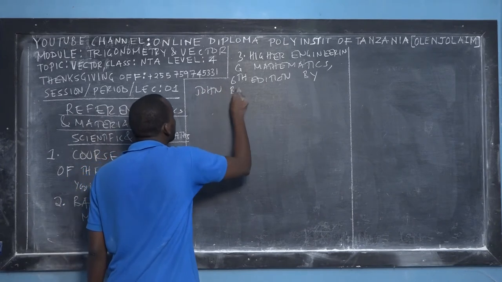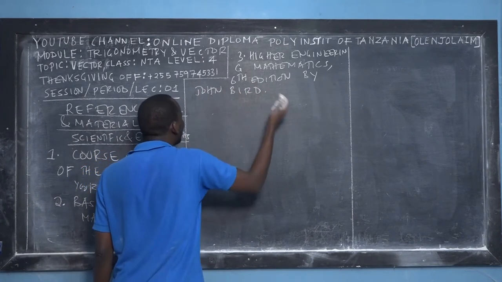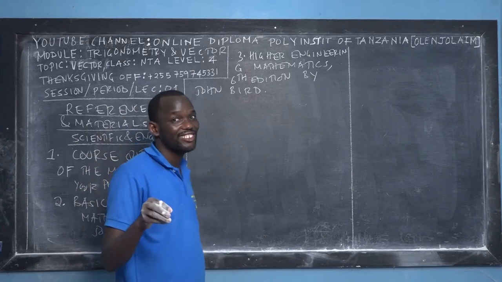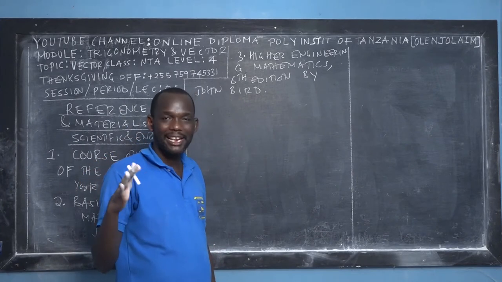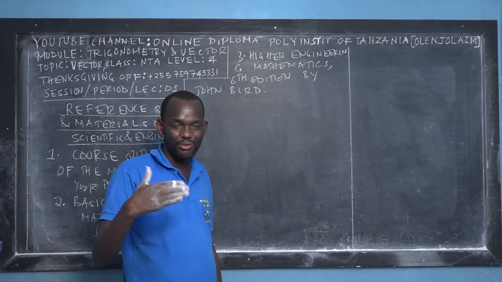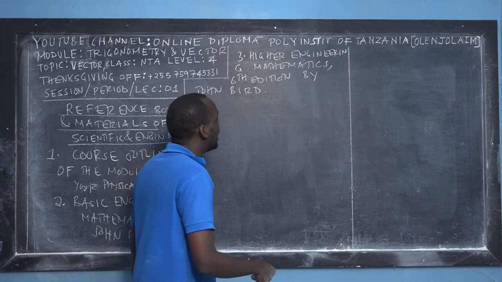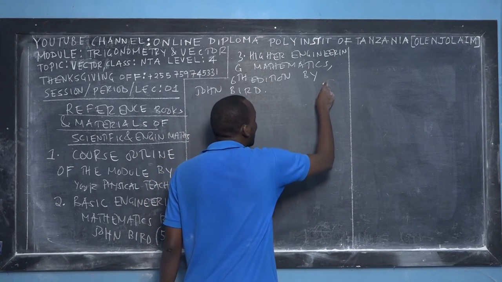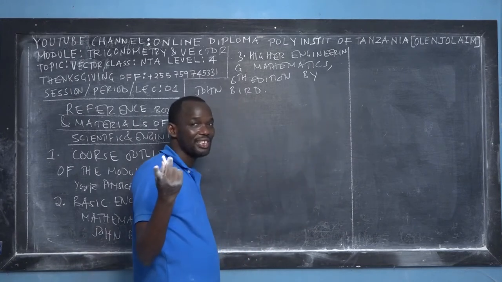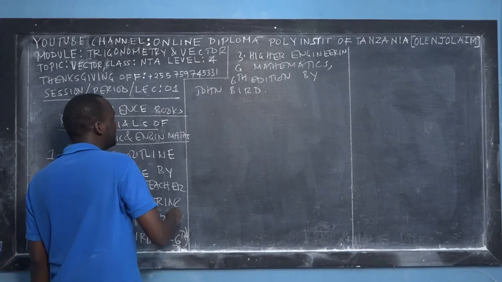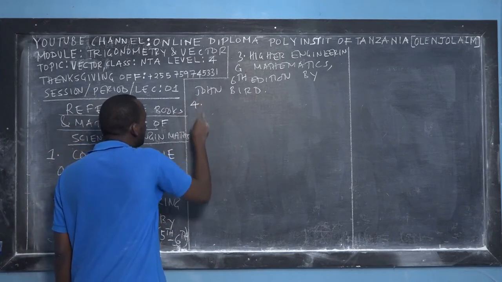By John Bird. So this is the author. And the good thing that you see is something like a mechanical structure which we used to find in bicycles and motorcycles, but here we have a kind of pulley. So you have a kind of pulleys, a very interesting picture. So I think that you'll enjoy it if you have that book.